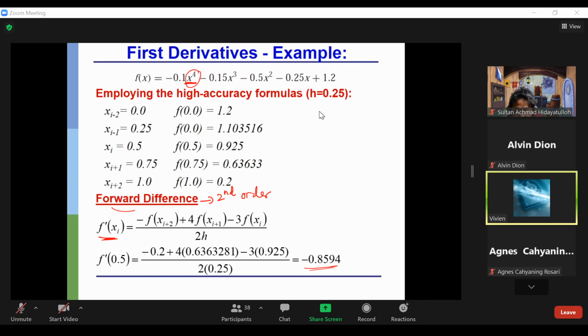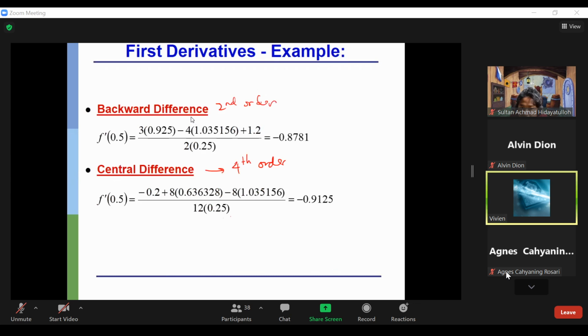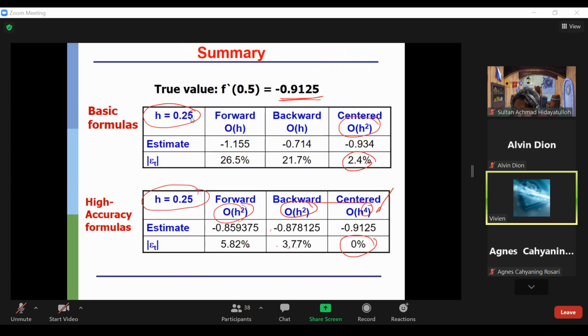Okay, so that will be the comparison between three methods with different accuracy levels, and also we have seen the comparison with different interval sizes.